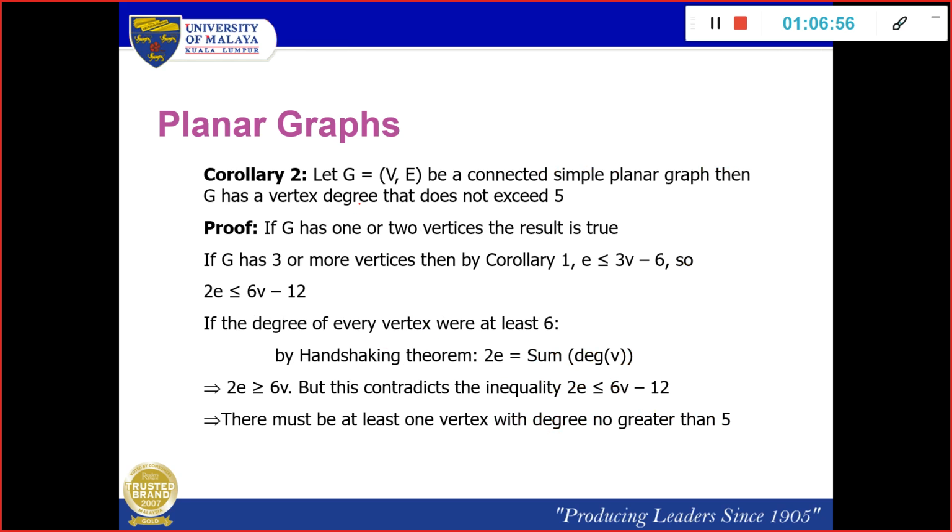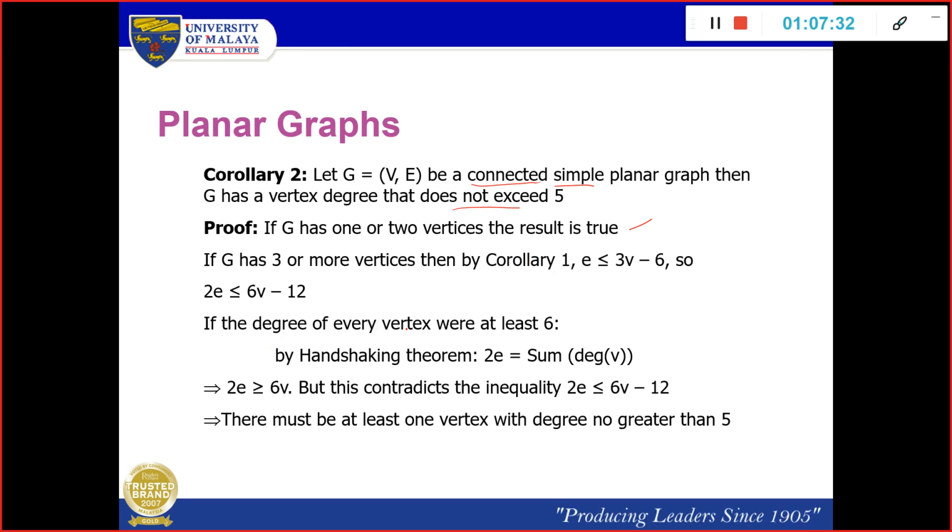Then corollary 2. Let G be a connected simple planar graph, with a set of vertices and edges. Again, keyword: connected simple. Then G has a vertex of degree that does not exceed 5. If G has 1 or 2 vertices, the result is true. If G has 3 or more vertices, then by corollary 1, you have to follow corollary 1.